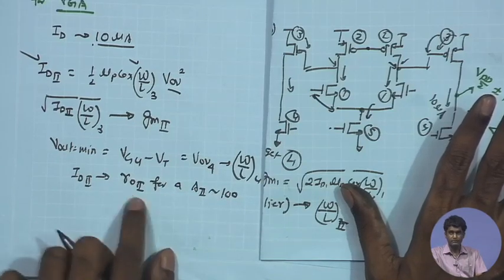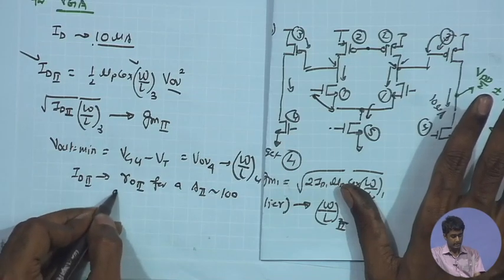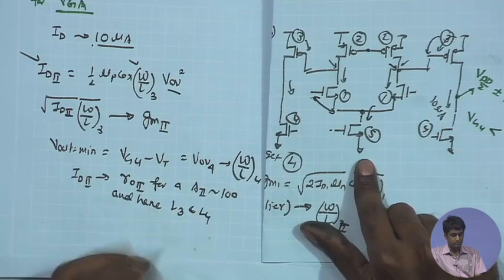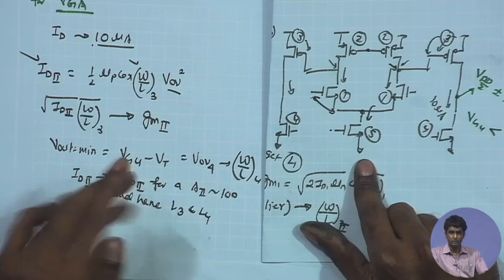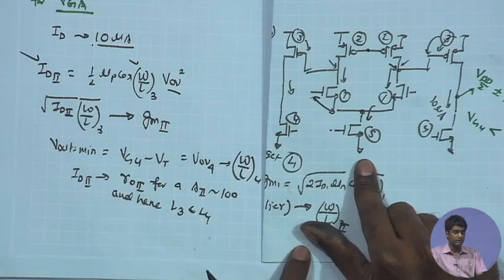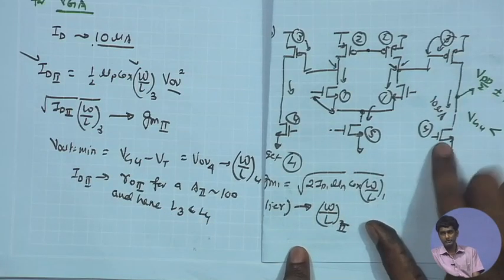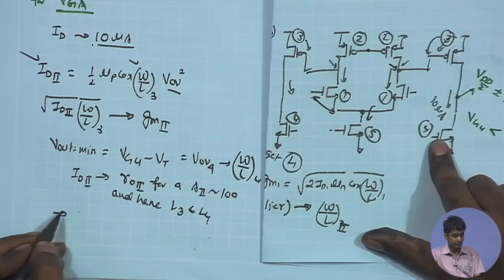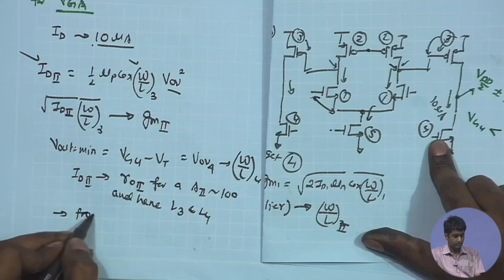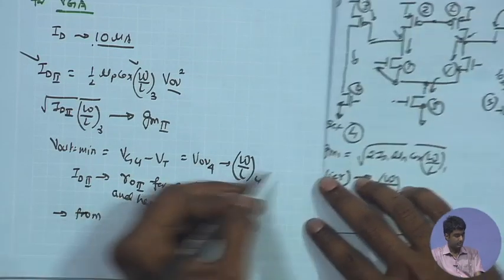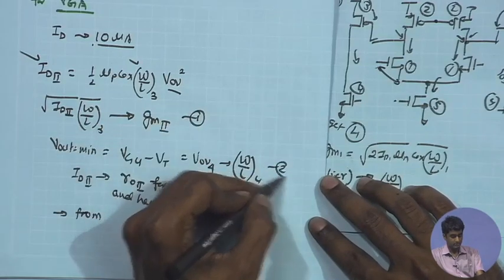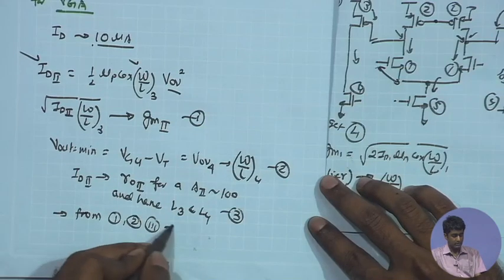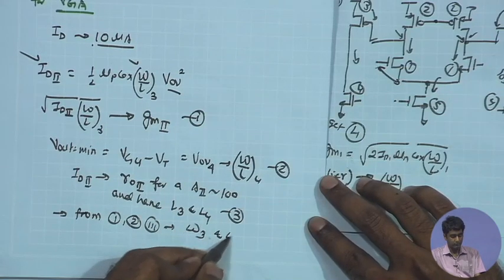So for a given A2, I can once again find out the RO2, and hence L3 and L4. Ultimately L3 and L4 determine the RO2 for the given chosen current, and that is going to give me L3 and L4, and W by L3 and W by L4 I already determined. So from the earlier quantities, I can obtain W3 and W4.